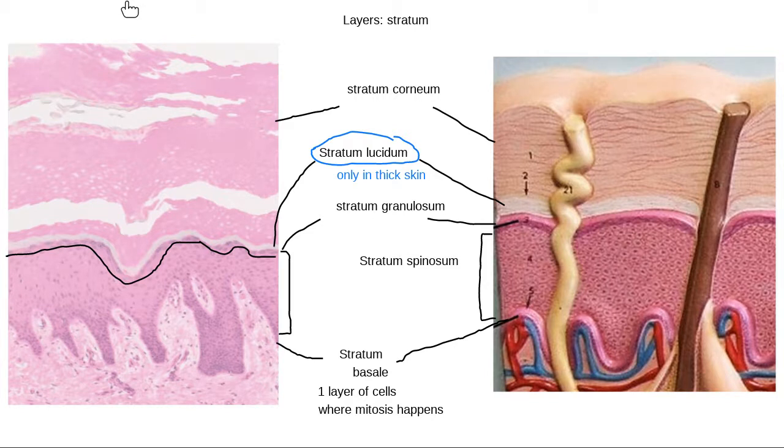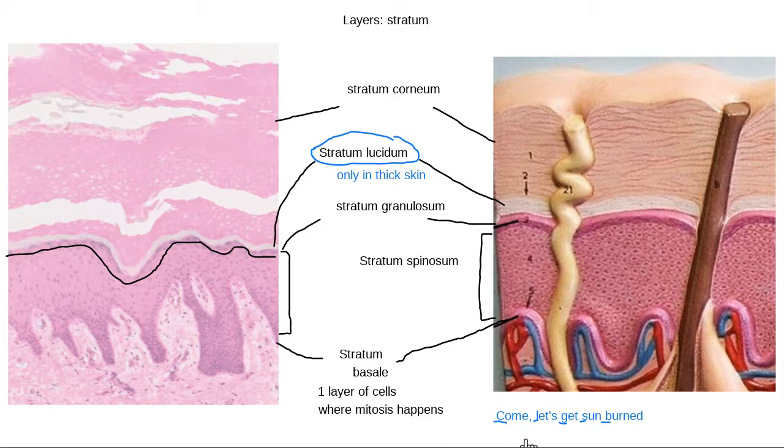Fun thing that I saw online to help you memorize the order that these layers go in. So from outside to inside, here's our phrase. Come, let's get sunburned. Stratum corneum on the outside, then stratum lucidum, stratum granulosum, stratum spinosum, and stratum basale.